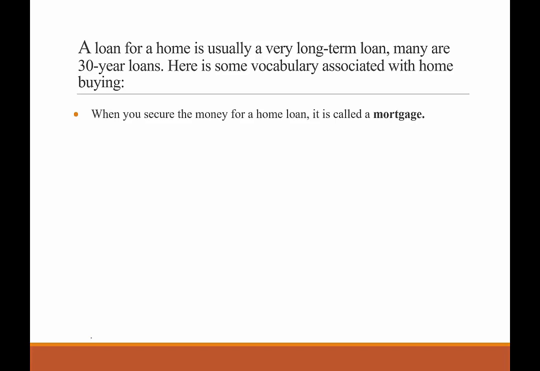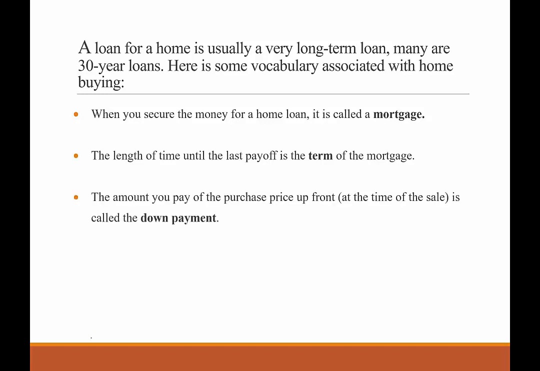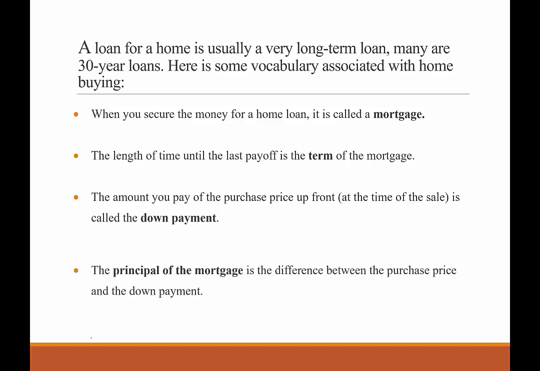When you secure the money for a home loan, that's called the mortgage. The length of time until the last payoff is the term of the mortgage. The amount you pay of the purchase price up front, that's at the time of the sale, is called the down payment. The principal of the mortgage is the difference between the purchase price and the down payment.